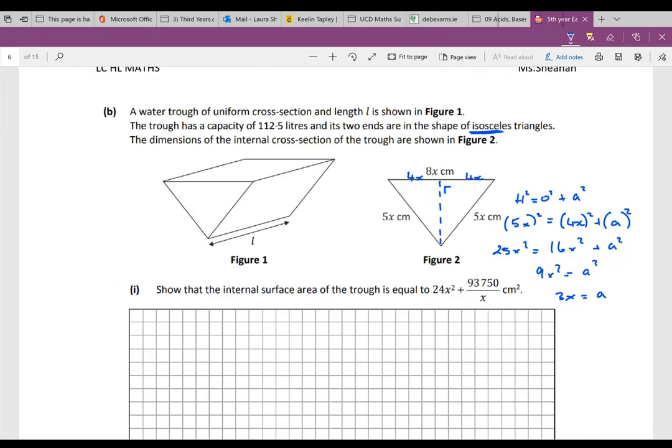The next one, a water trough of uniform cross section and length L is shown in figure 1. Now, it's a water trough, which means that it's hollow, because it's obviously something that you fill with water. So I'm obviously filling it in here. Trough has a capacity of 112.5 litres.